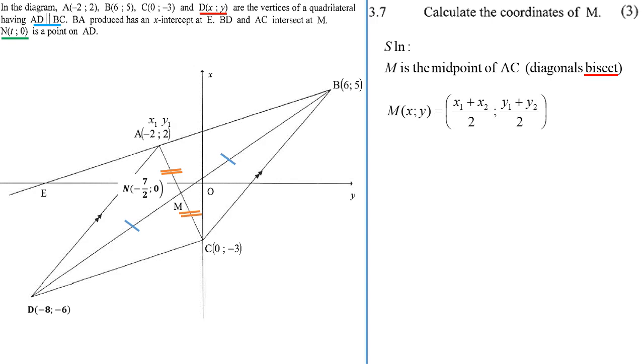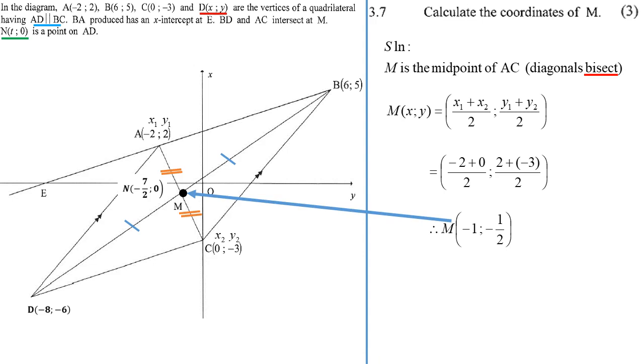You label your coordinates x1, y1, x2, y2. Substitute accordingly. Simple arithmetic. Then from there it gives the coordinates of M. Remember, M is in the third quadrant. X must be negative, and then Y must also be negative. So this is logical. M has the coordinates (-1; -1/2). So that point there is the M we're talking about, which is (-1; -1/2).